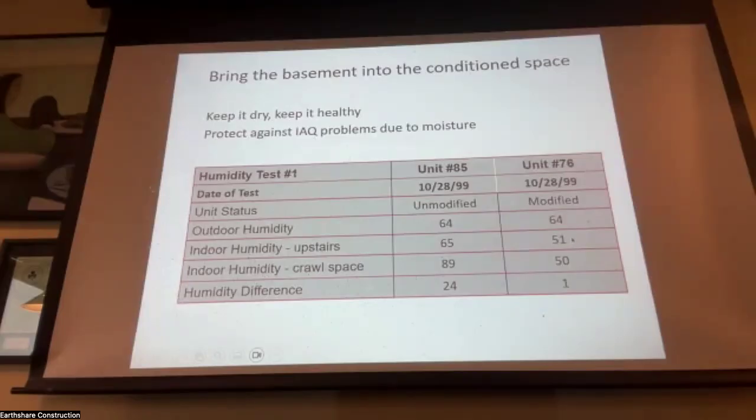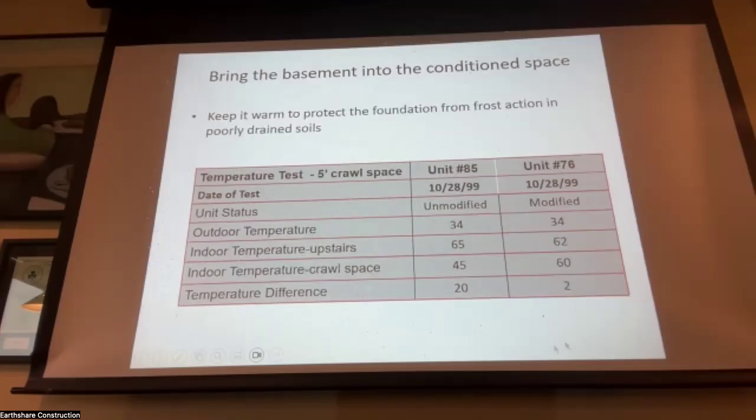So here's a crawl space that's 51 degrees. What's the outdoor temperature? It's the next slide that has it. No, it's the next one up. Outdoor, oh no, that's outdoor. You're right, the next slide. That one has the outdoor temperature: 34, okay. So when it's 34 outside, it's 60 inside without any intentional heat. Whereas without the insulation and the air barrier, it would be 45 in the crawl space.